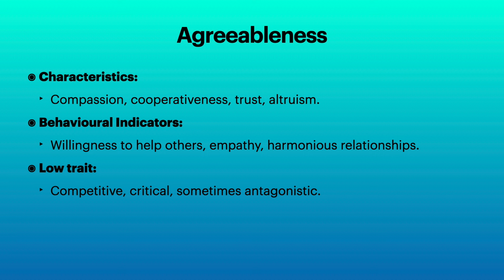The next trait is agreeableness, and this is represented by compassion, cooperativeness, trust, and altruism. And you often see this in someone who has a willingness to help others, who is empathetic, and often has many harmonious relationships. And then on the flip side, someone with low agreeableness tends to be competitive, critical, and sometimes antagonistic.